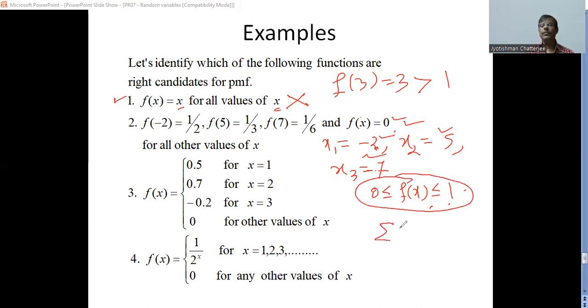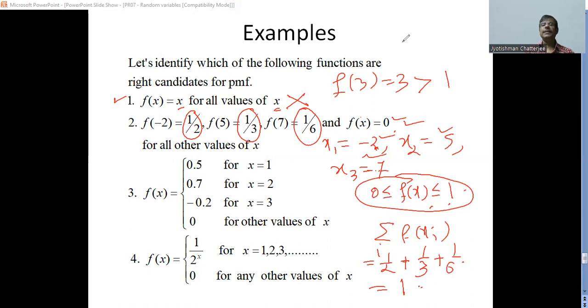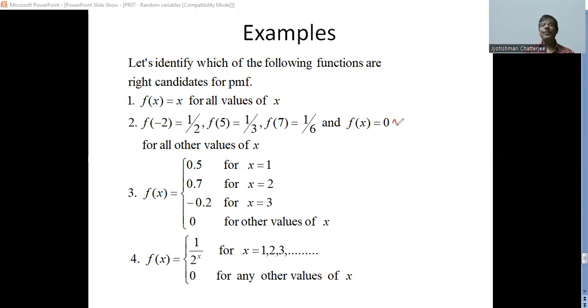And what about this property? Let's check that. f of x1 is equal to half, plus for the next value it is 1/3, plus for the next value it is 1/6, and that is equal to 1. 1/2 plus 1/3 is 5/6, plus 1/6 is 1. That's why property number 2 is also satisfied. That's why this is a right candidate for probability mass function, but the first one is not.